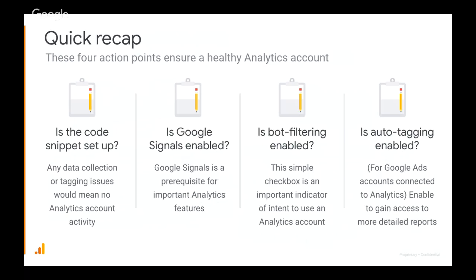Number three, enable bot filtering. This makes sure that spam and bot traffic does not appear in your reports. Number four, enable auto tagging in Google Ads for accounts connected to analytics.